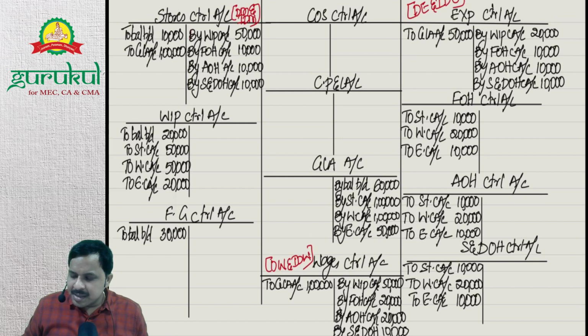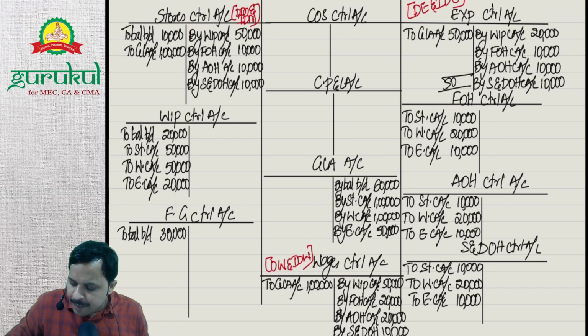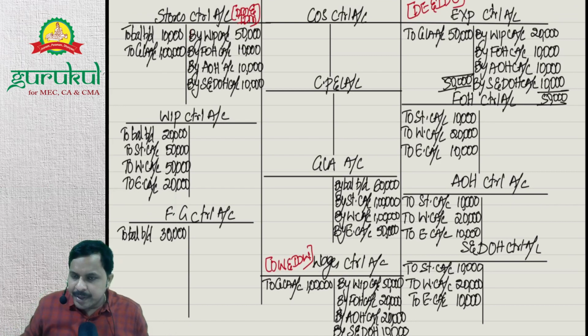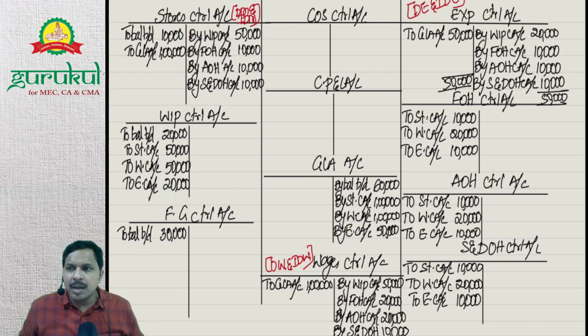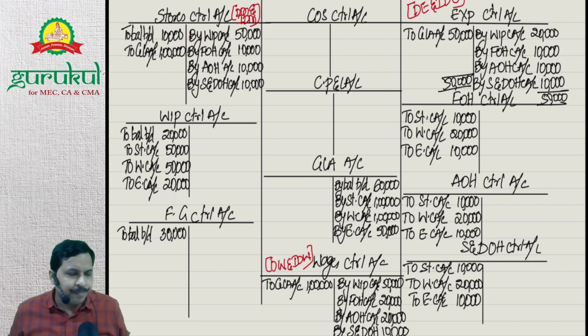Now coming to expenses, same logic for expenses also. Whatever expenses have been incurred, that will definitely be transferred. There will not be any balances in expenses. So always the wages account and expense account will be closed.